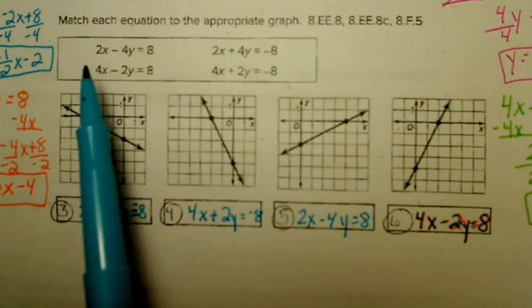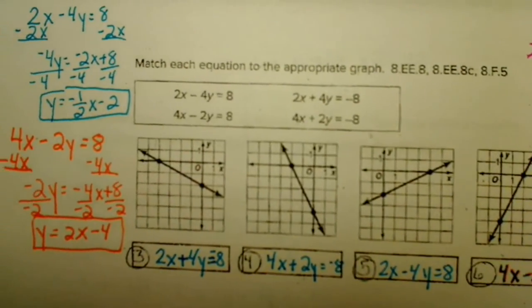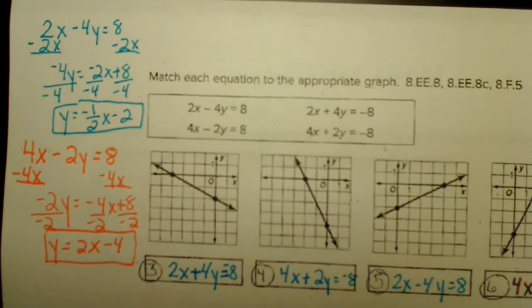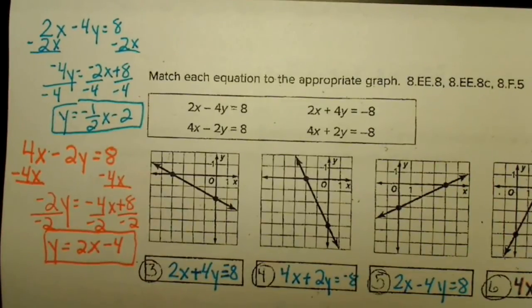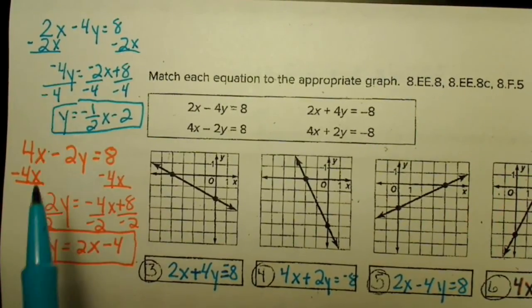In each of these, you want to change them into slope-intercept form, like over here I did, where you move the mx to the other side by using inverse operations, adding or subtracting, and then you divide by what's with the y.